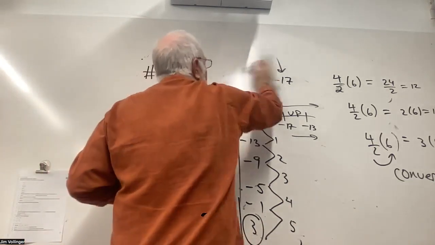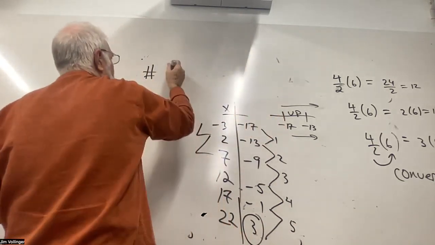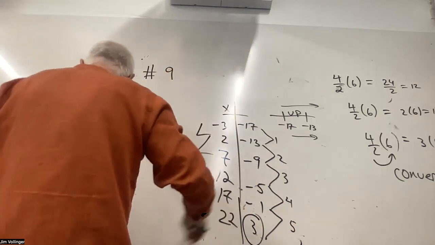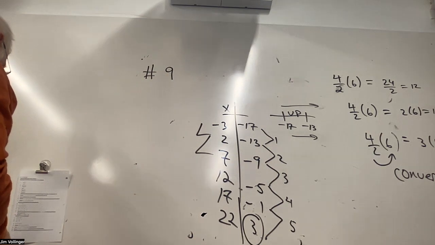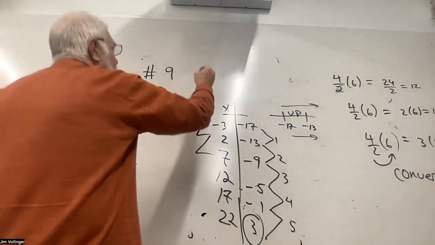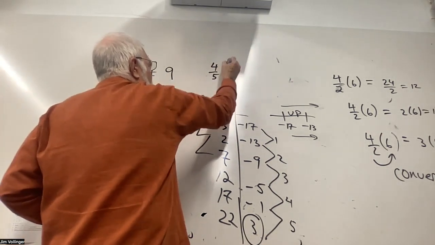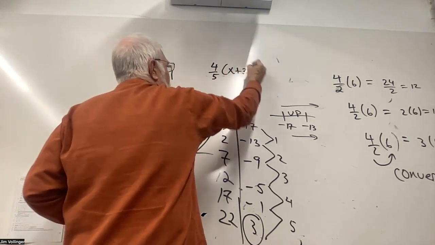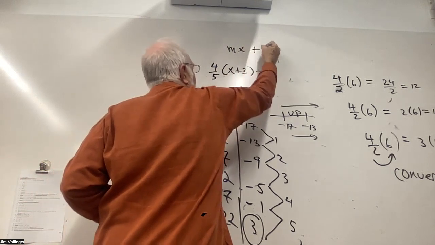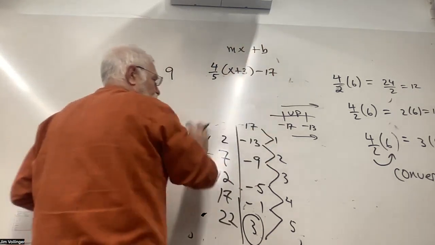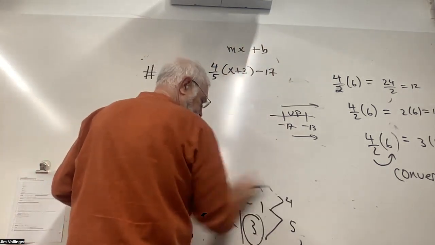Oh, got to do number 9 here. You think about it while I erase that. Number 9: now write number 8 in mx plus b form. 4/5 times x plus 3, minus 17. We want to write it as mx plus b. All right, while I erase, you think about that.